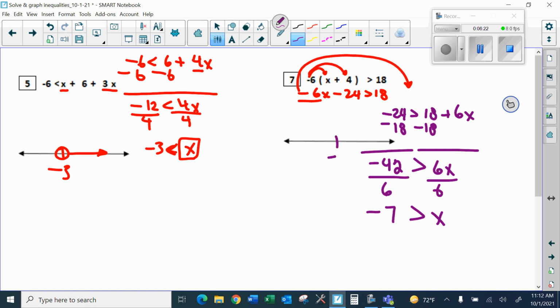So again, -7, is it an open or closed circle? There's no equal sign, so it's an open circle. And it says x is less than. Remember, it always points to the smaller number. So x is less than -7. Less than is to the left.